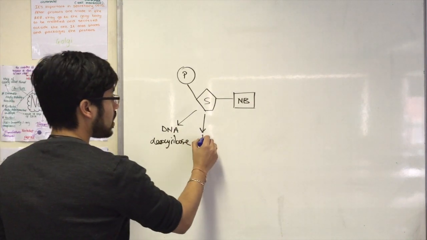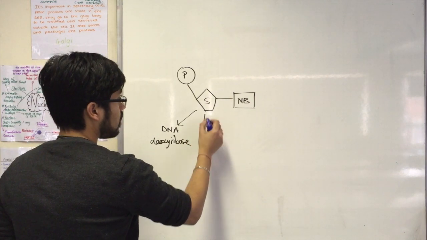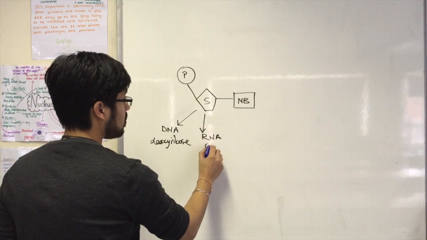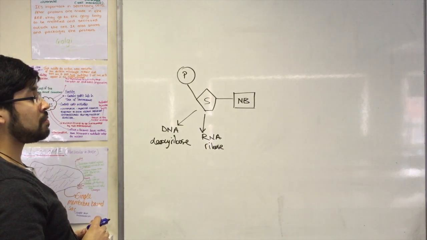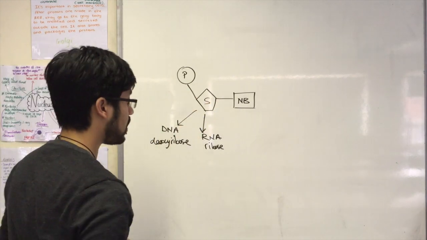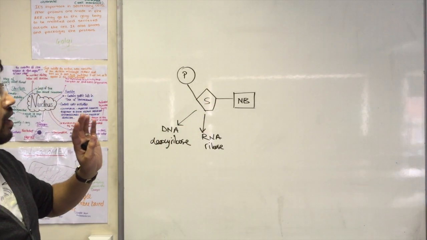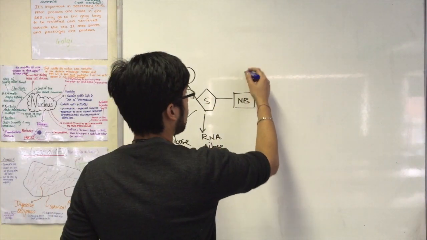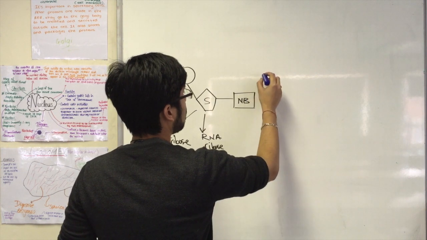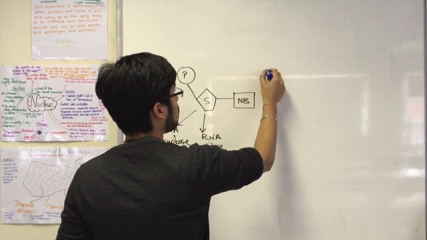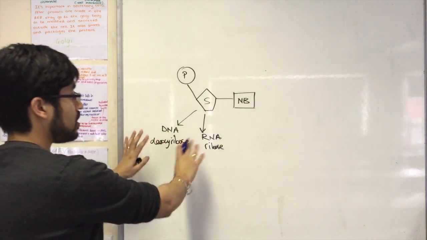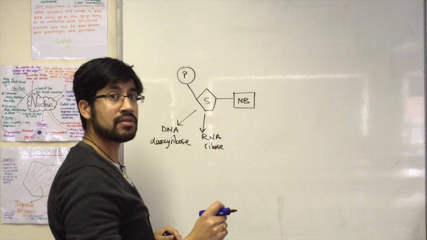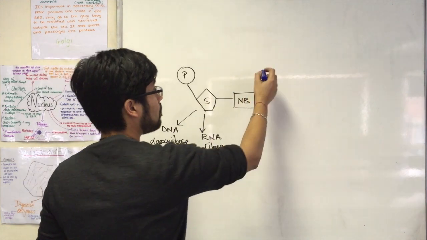If it's an RNA nucleotide, that sugar is always going to be ribose. Okay, now let's look at the bases. There are 4 bases in each of these. Now, in total, there's 5 bases.